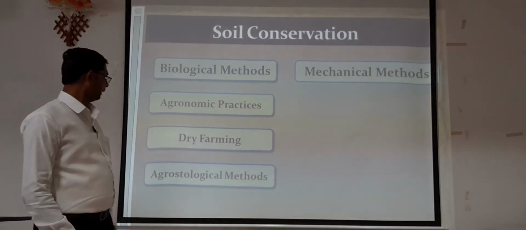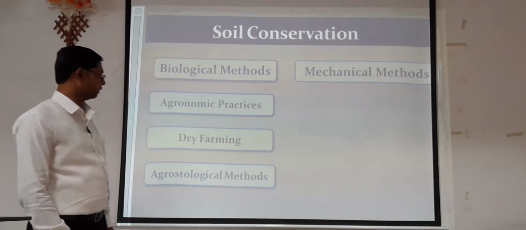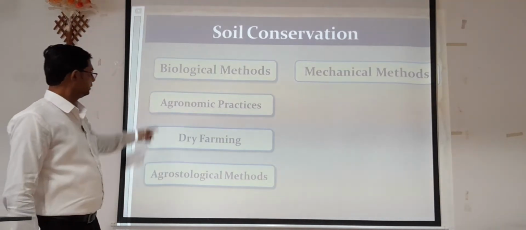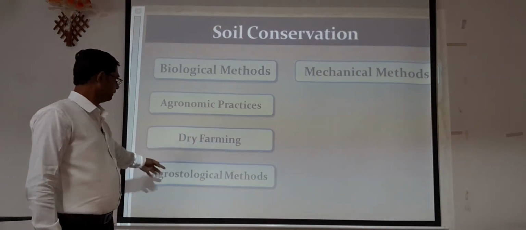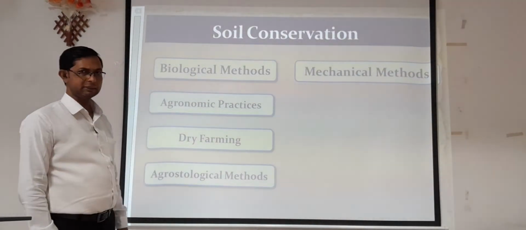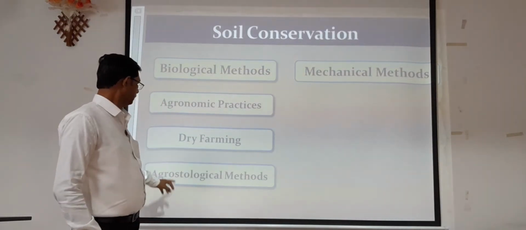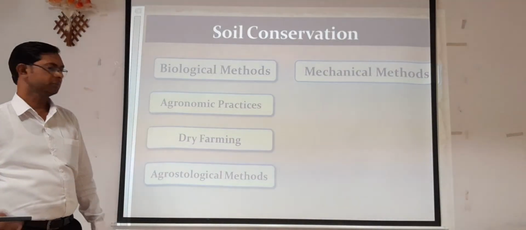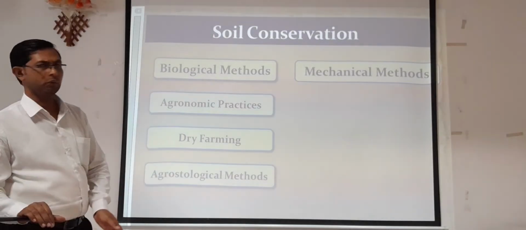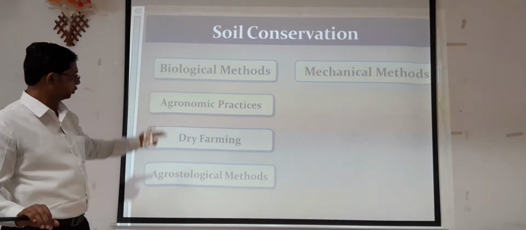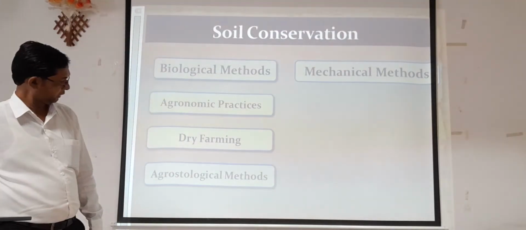Along with that, the agroastrological methods. So again, these have similarities in the methods and practices. So we can use that particular agroastrological method. In this method we can stop the erosion of that particular region. So these are nothing but the biological methods.